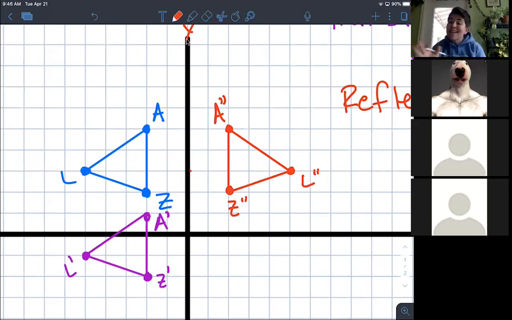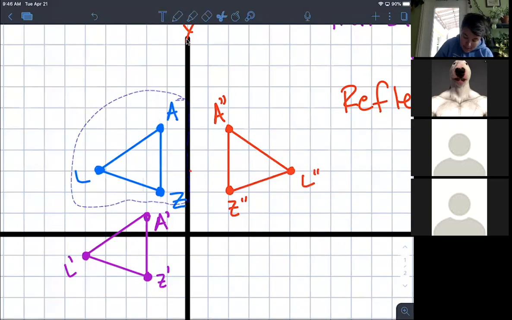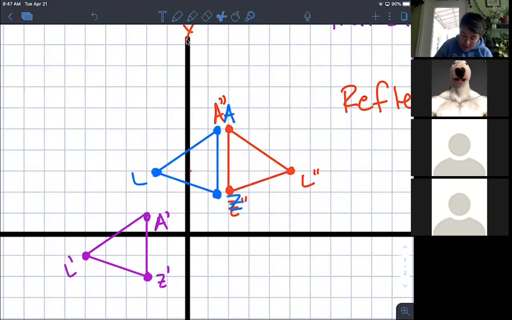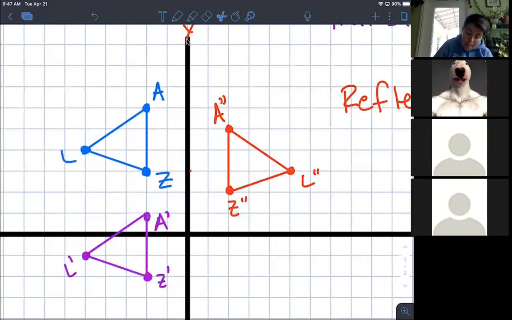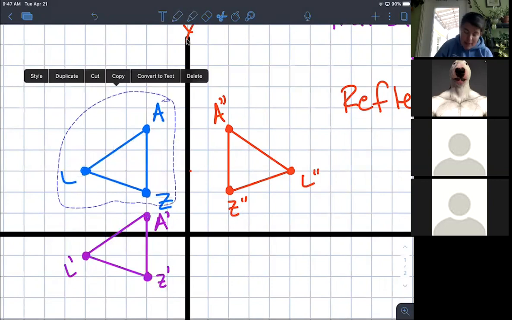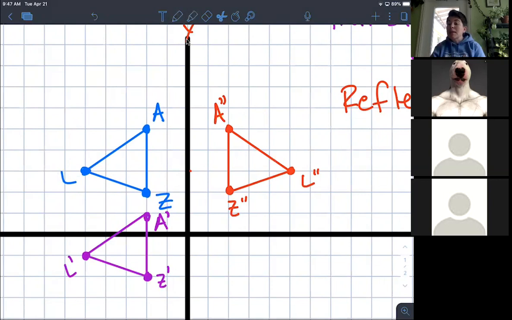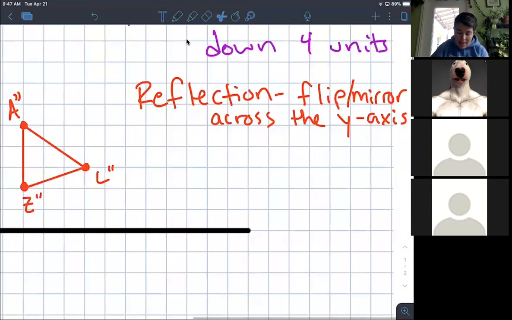So you can tell it's not a slide because if I took this original triangle and slid it over here, it wouldn't line up with that. Whereas if I took my original triangle and slid it down here, it would line up perfectly. But if I flipped it over, it would land right on top of that, okay? All right, perfect.